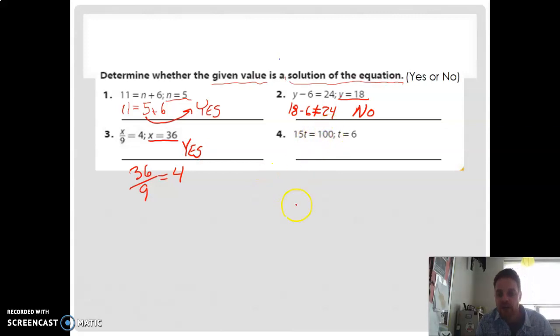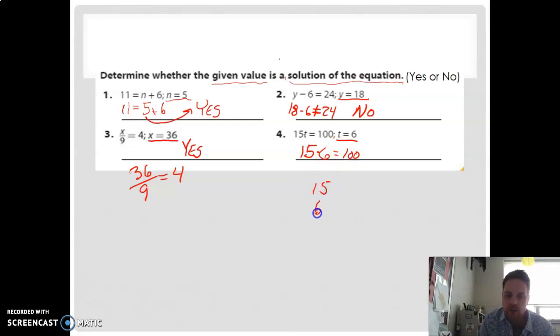Go ahead and pause it and do the last one. So here we have 15t equals 100. They say, hey, t is equal to 6. So we have a coefficient of 15. Remember, this means times t. So 15 times, they're telling us replace that t with 6. Does that equal 100? Well, let's check it out.